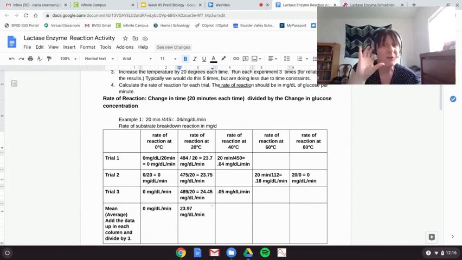You're going to do this again for temperature and for pH. Make sure you're only changing one thing, either temperature or pH, not both, because that way we have a valid experiment. If you have any questions, let your teachers know.